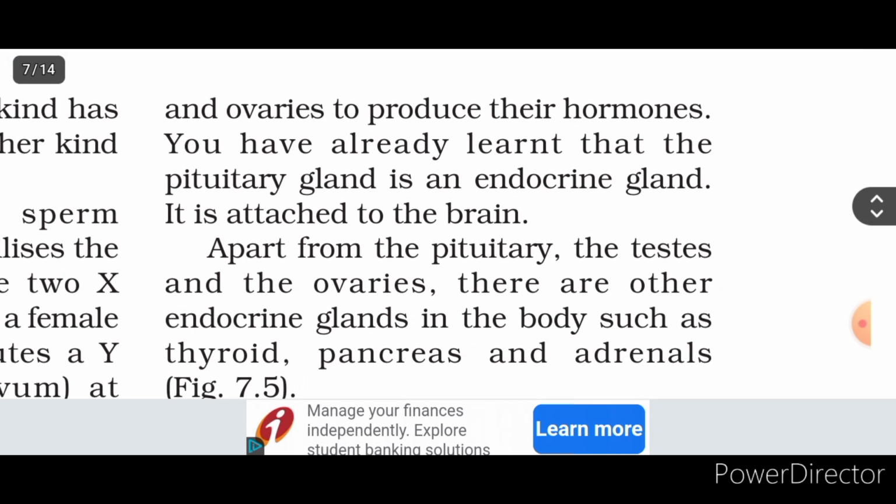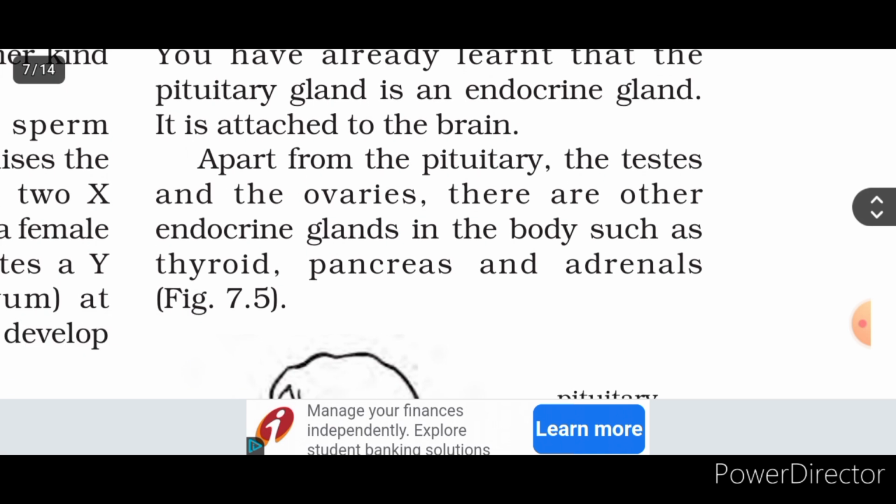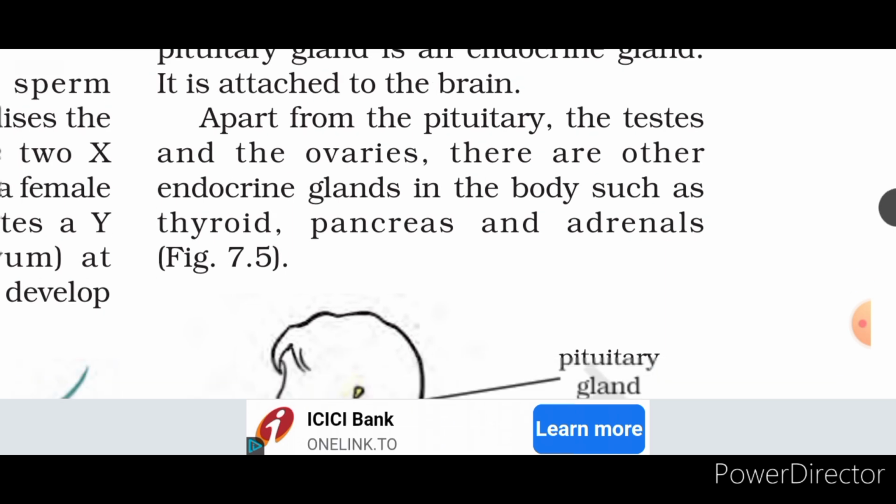And ovaries produce their hormones. You have already learned that the pituitary gland is an endocrine gland. It is attached to the brain. Apart from the pituitary, the testes, and the ovaries, there are other endocrine glands in the body such as thyroid, pancreas, and adrenals.